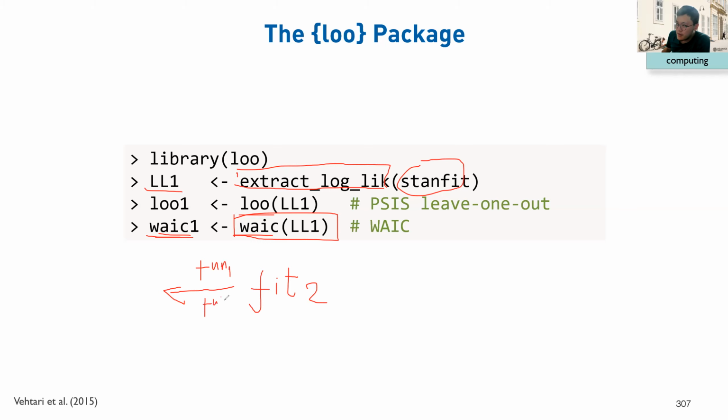Function 2, okay. Function 1 means extraction of the log likelihood. Function 2 means the calculation of the WASC. We are able to have 2 WASC scores. Okay, this is how that works practically.